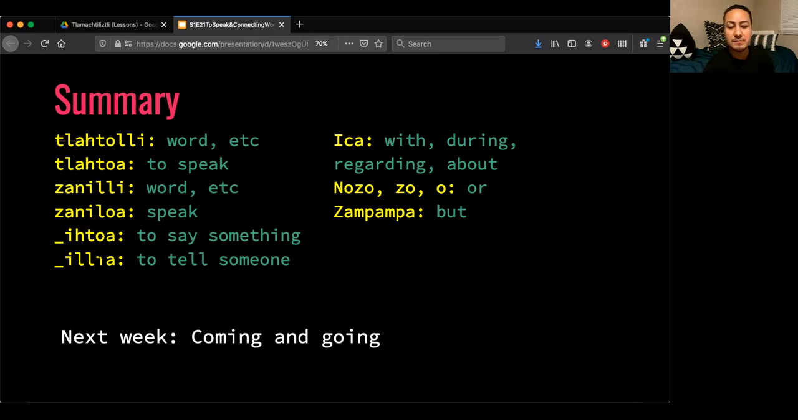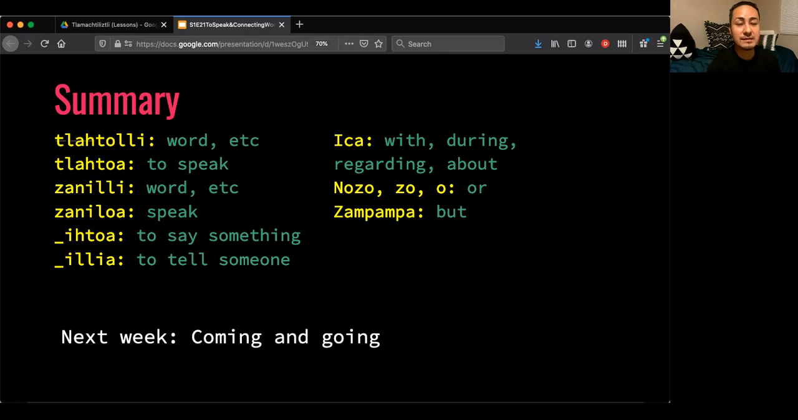Okay, and in Nahuatl, if you're saying something, you're going to use ihtoa. If you're saying something to a person, you're telling them something, you would say ilia. Ika has multiple meanings. I only gave you the top ones, but ika can mean with, during, regarding, about. This "with" does not mean with a person, so you do not say ni tlahtoa ika ta. If you say that, you're saying I speak about you. If I want to say I speak to you, it's a different verb that we didn't cover, but it would be ni mits sanilwia, I speak to you. Or you could say ni mits kamawia, I speak to you.